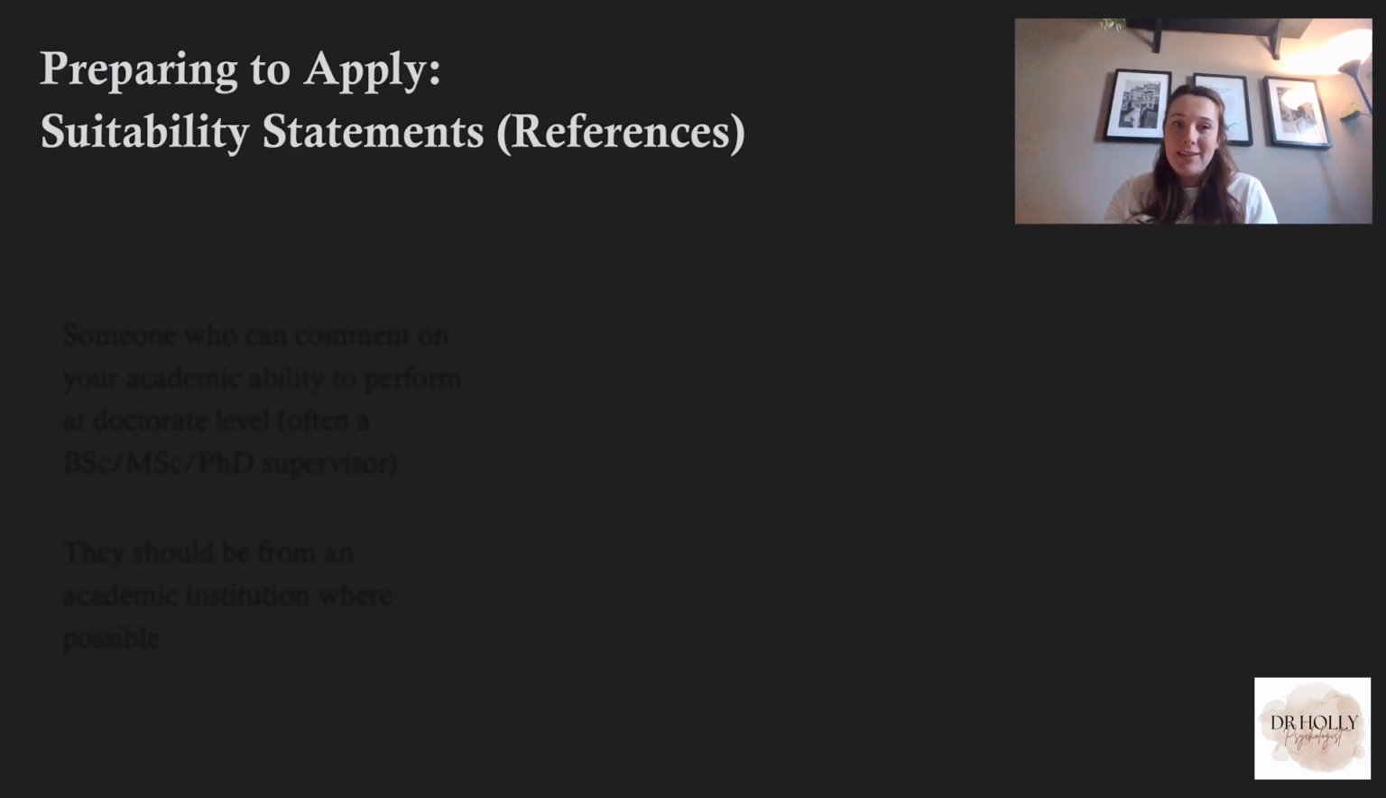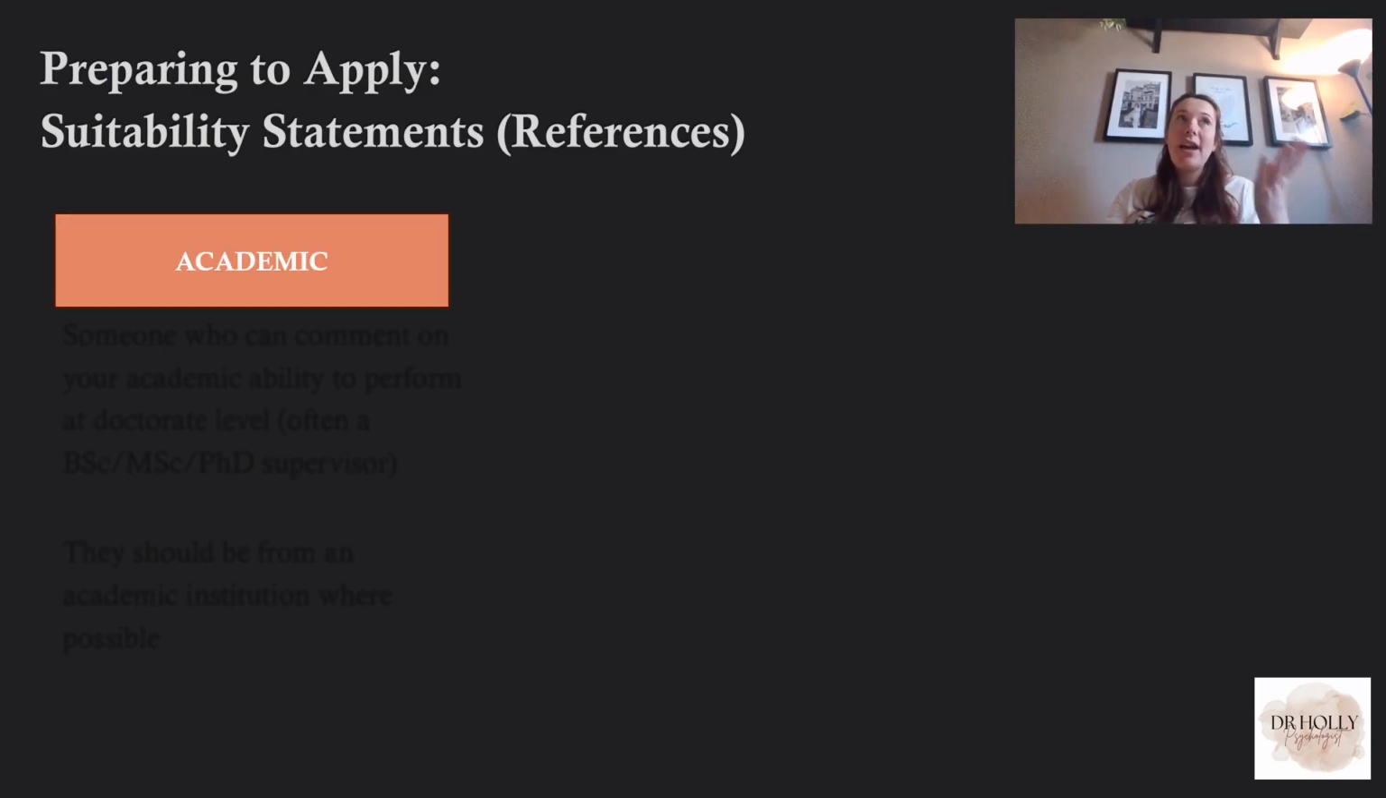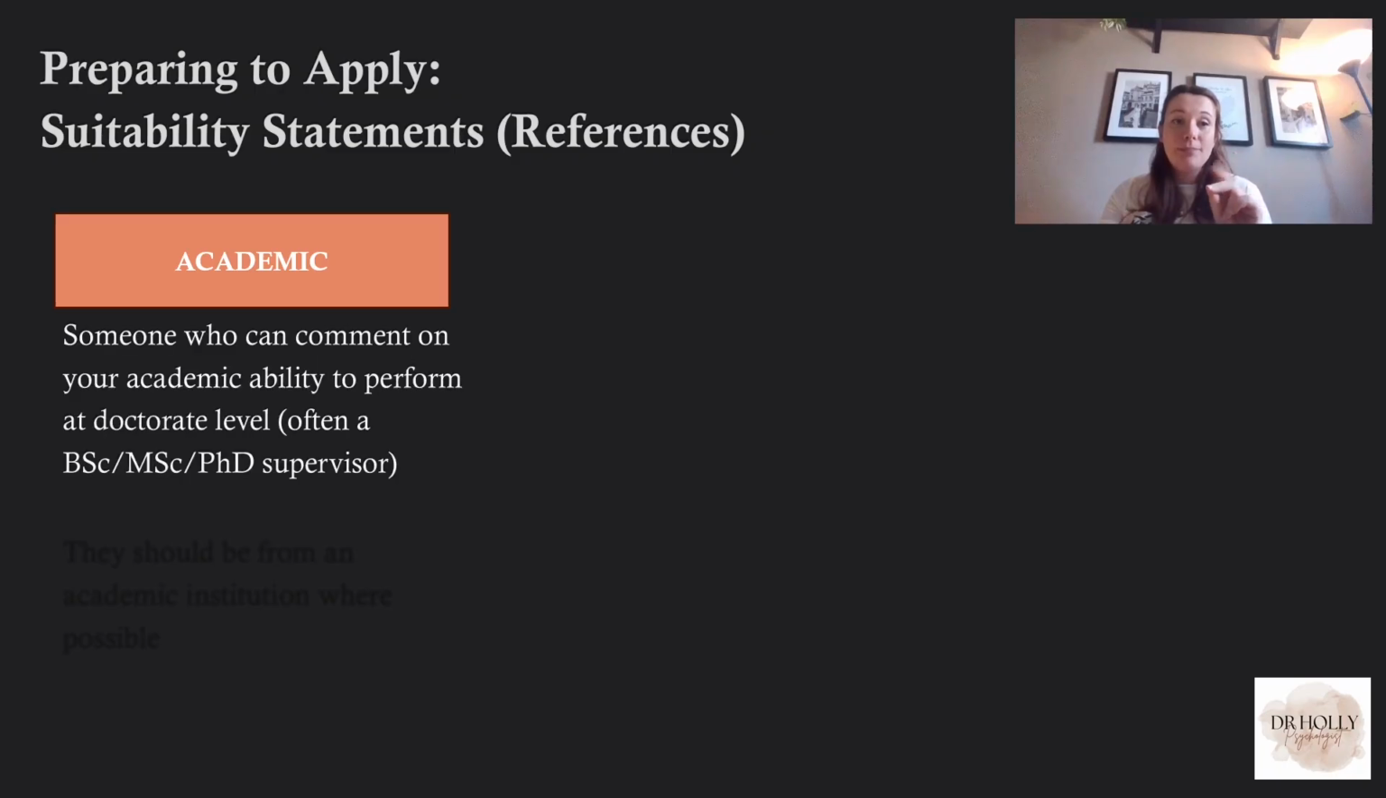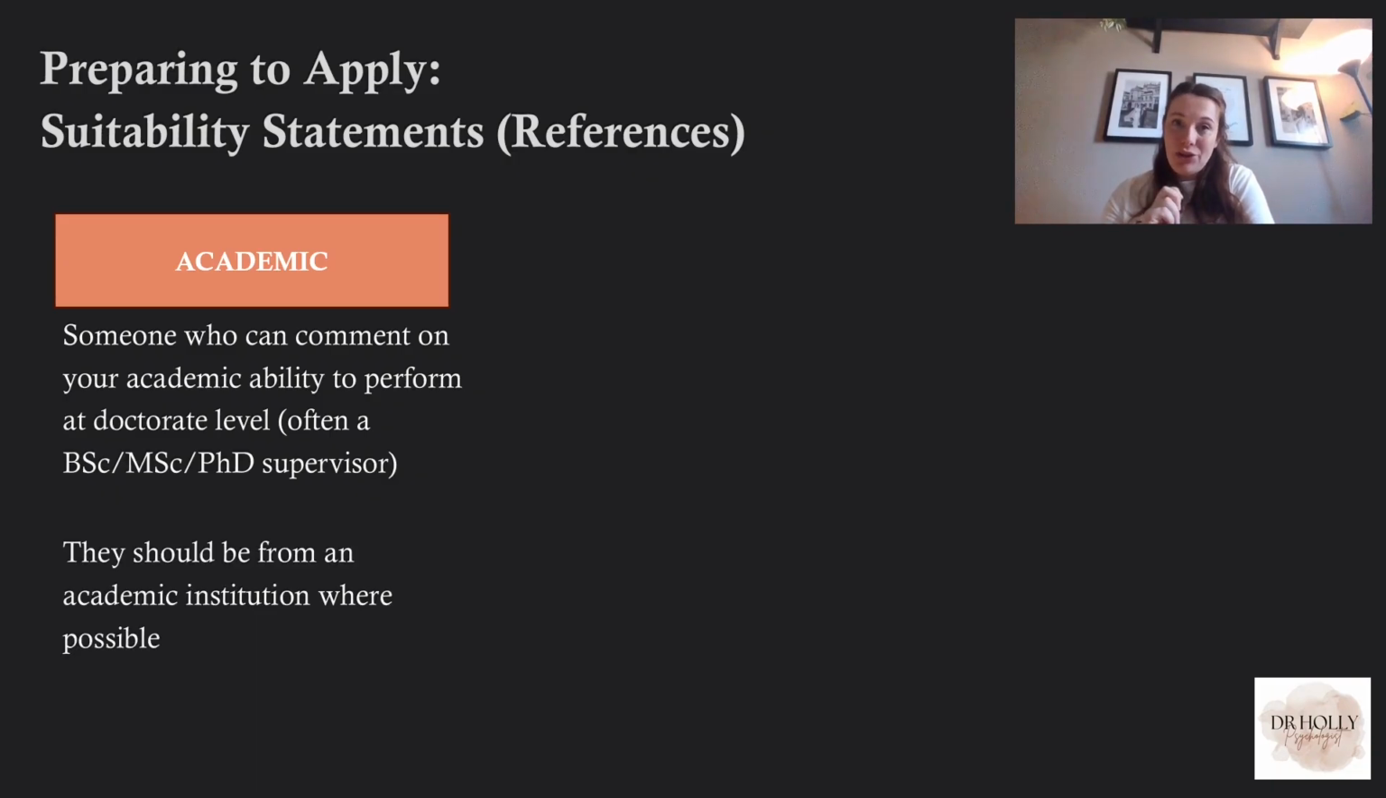Let's think about the references then. They call them suitability statements. For the application, you need to have 2 suitability statements. These are standard forms that both referees will fill in. So you have one academic reference, and this is somebody who can comment on your academic ability to perform at a doctorate level. Usually this is some form of academic supervisor that you will have had during one of your degrees, and they should be from an academic institution where possible.